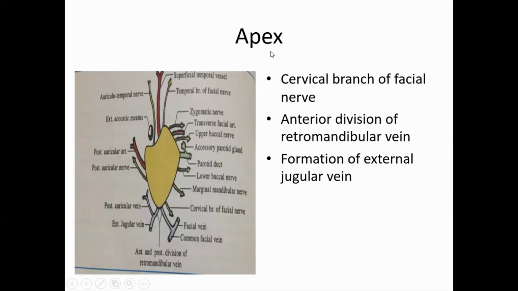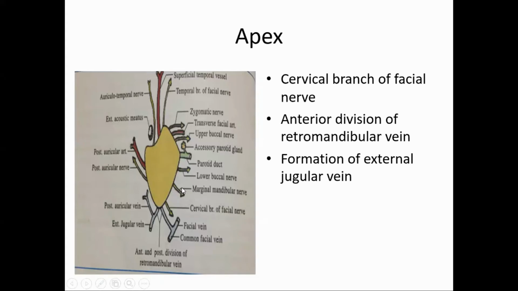Now the relations of the apex. See, here it is the apex. It is near to the cervical region or near to the posterior belly of the digastric muscle. So what are the relations of the apex? They are the cervical branch of the facial nerve, the anterior and the posterior division of the retromandibular vein, and the external jugular vein. These are the relations of the apex of the parotid gland.